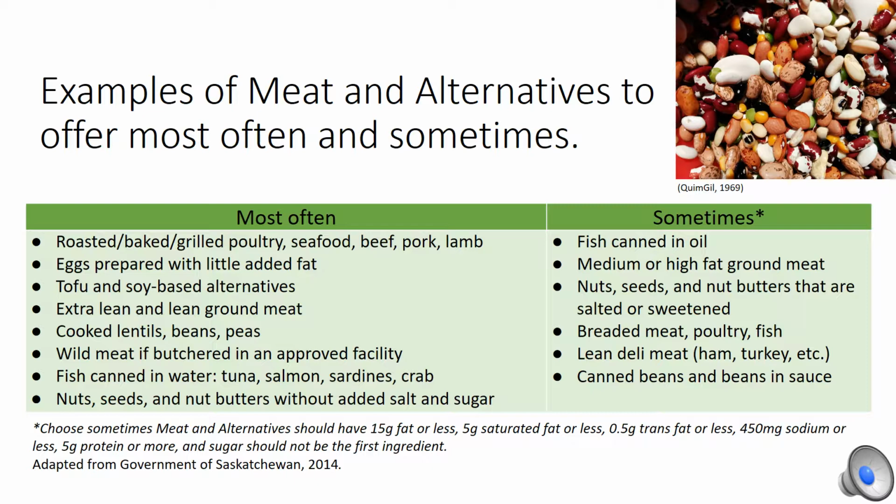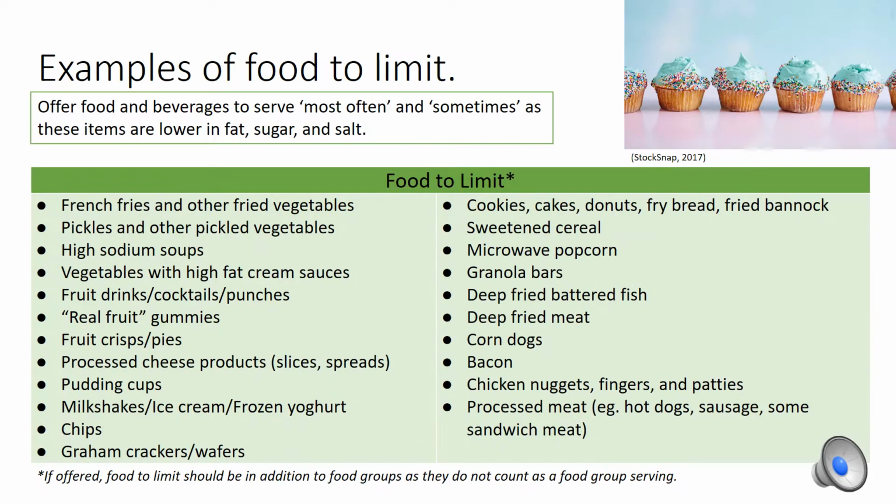The items in the choose sometimes meat and alternatives category should have 15 grams of fat or less, 5 grams of saturated fat or less, 0.5 grams of trans fat or less, 450 milligrams of sodium or less, 5 grams of protein or more, and sugar should not be the first ingredient. Offer food and beverages to serve most often and sometimes, as these items are lower in fat, sugar, and salt.